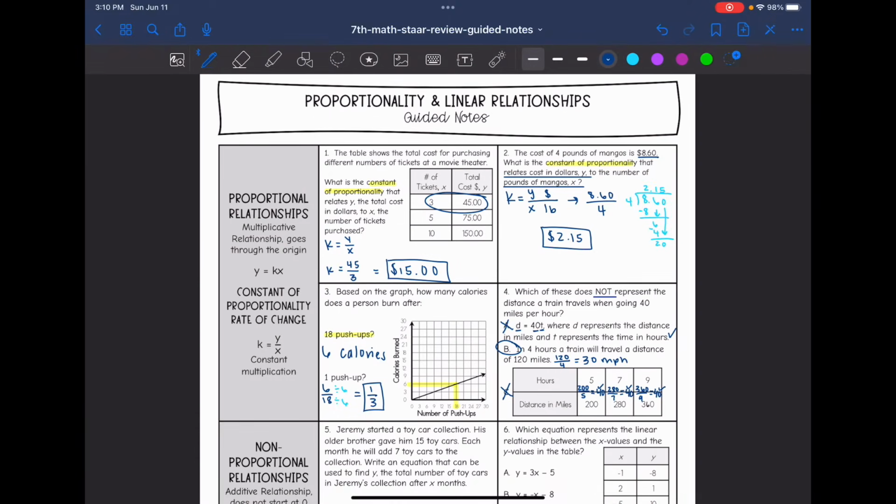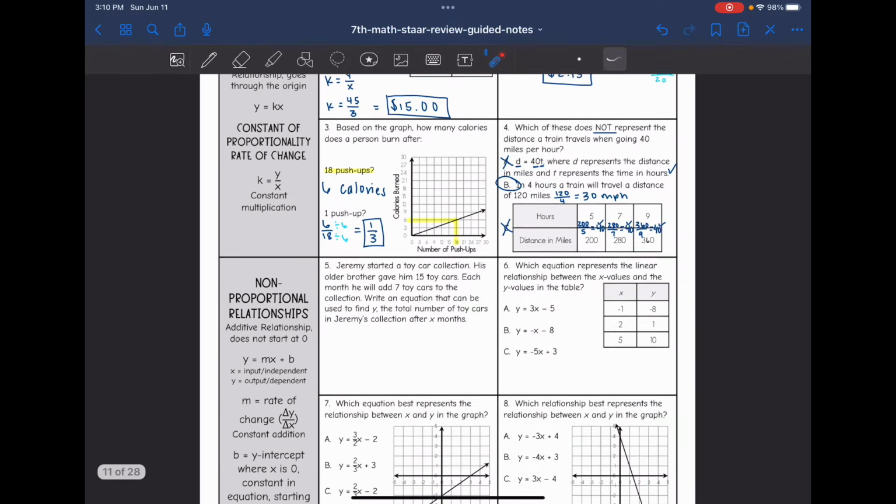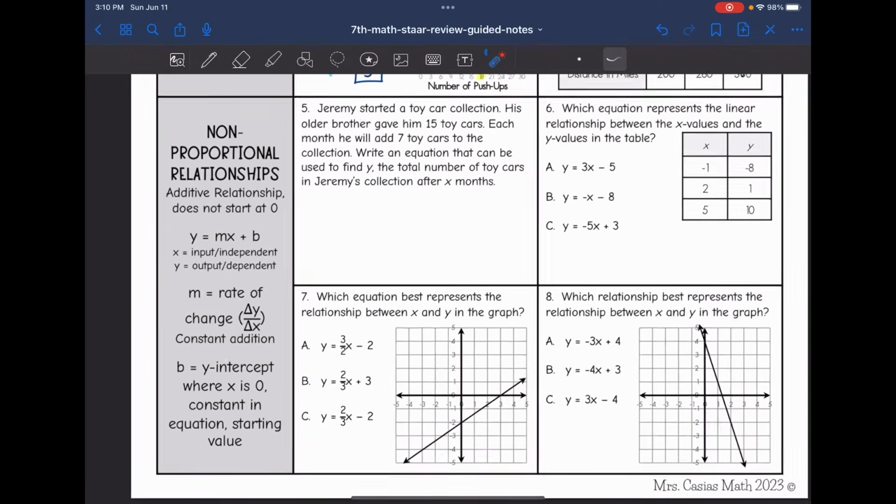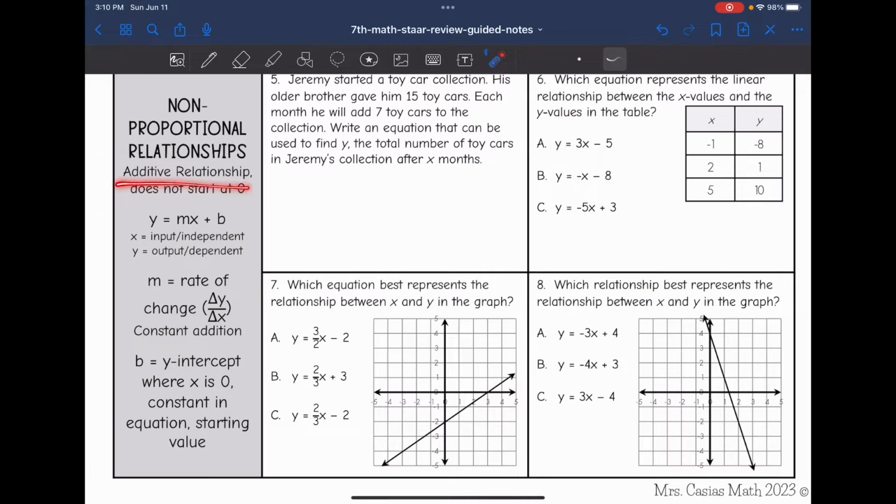So those were all proportional relationships. They went through the origin and they had that constant of proportionality or rate of change by doing y divided by x. Non-proportional relationships, instead of having that multiplicative relationship, are going to have an additive relationship, and they're not going to start at 0. And they're going to be written in the form y equals mx plus b, where x is your input or independent and y is your output or dependent.